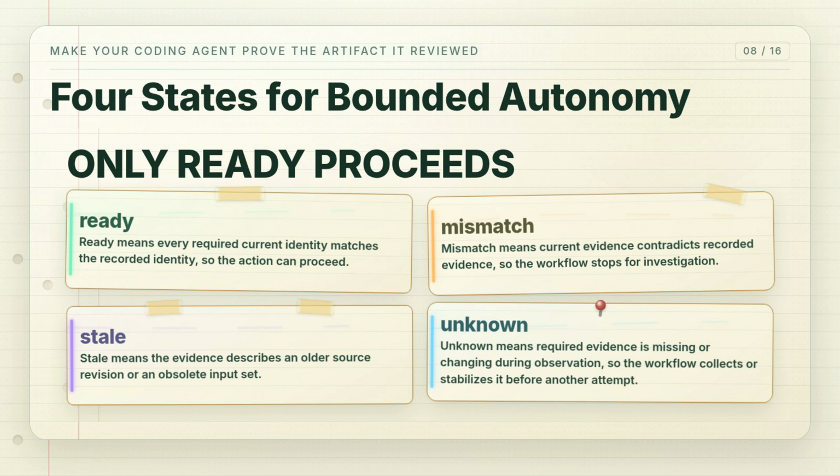Only ready passes the identity gate. Each stopped state gives the agent a different recovery instruction. This turns one opaque red light into bounded autonomy.